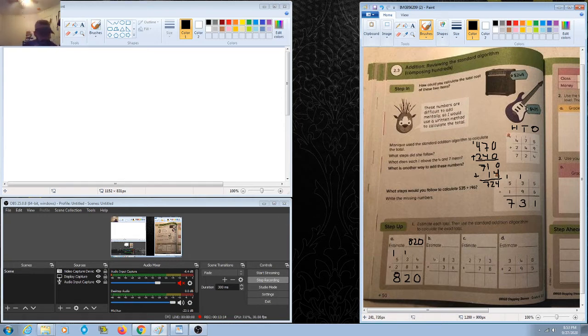So we'll go ahead and estimate. 483 would round to 480. 36 would round to 40. So 480 plus 40 would be 520 should be our estimate. Okay. Alright, let's go ahead.